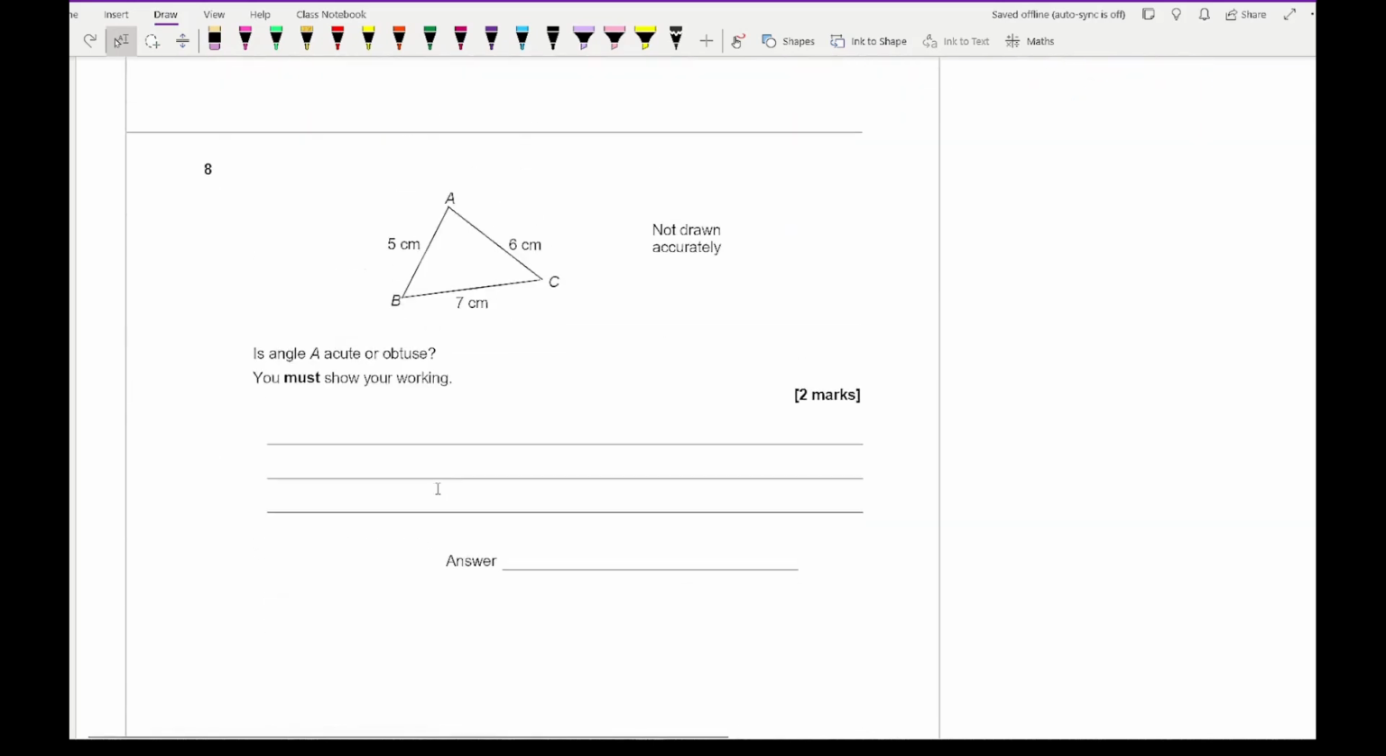And then moving on to our last question, question 8, it says: is the angle A acute or obtuse? So acute, basically a reminder, is less than 90 degrees, and obtuse is where the angle is between 90 and 180. So let's have a look, and this is the angle that we then need to find. So for this, what I need to do is use the cosine formula. So I've got cos A equals b squared plus c squared minus a squared, all divided by 2bc. So that's the formula I then need to use.